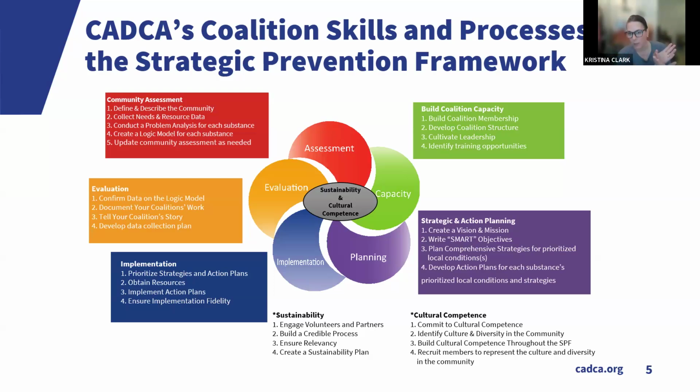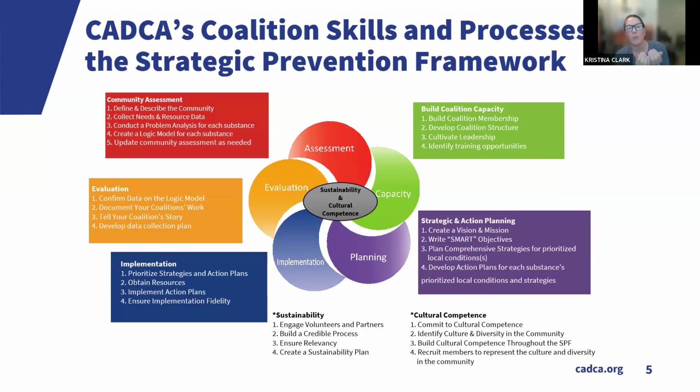We know it as a framework, and it can get very check-the-box for us, but it is a process, not a task list, right? We're supposed to be always coming back. If you've ever been to a CADCA training back in the day, we say it's like a spiral graph. You're slowly coming back around, going around until you come back to the assessment.